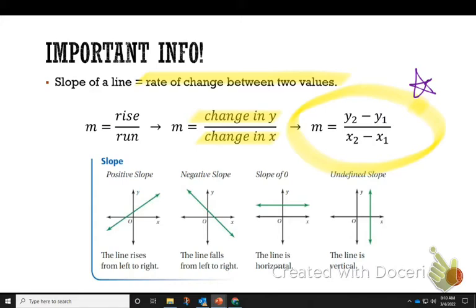So what am I looking at here? All right, well, I can have a positive slope. I can have a negative slope, a slope of 0, or an undefined slope. We always read slope from left to right, okay? So when I'm looking at this line, all right, let's look at the positive slope. I'm looking at it from left to right, okay?